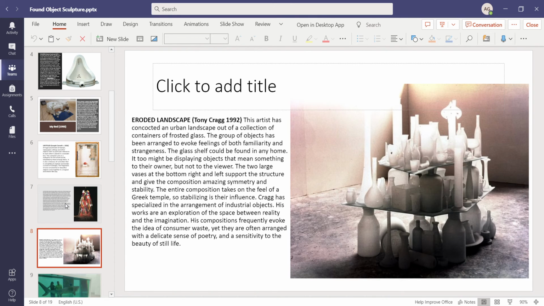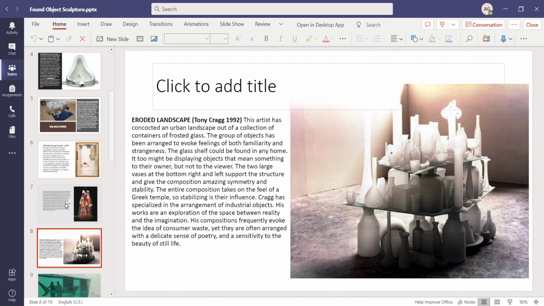This one I like a lot, called Eroded Landscape by Tony Craig from 1992. Basically, the artist tries to recreate a lot of different landscapes. This one in particular, a Greek temple out of different frosted glass, vases and cups and pieces he had. The glass shelves that he used could be found in any ordinary home. And for this one, it really meant something to their owner, but not necessarily to the viewer of the artwork.